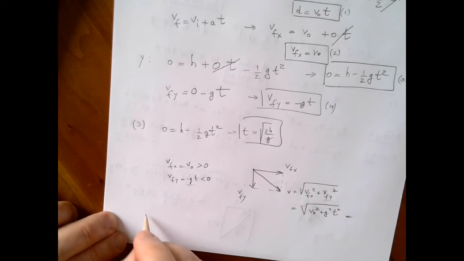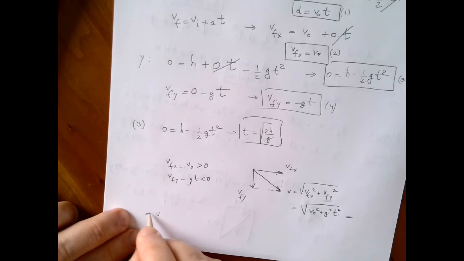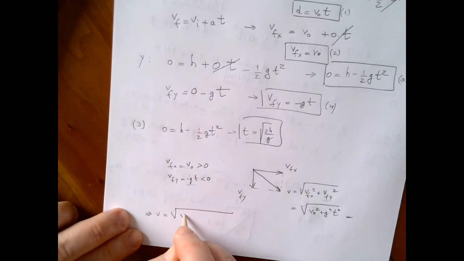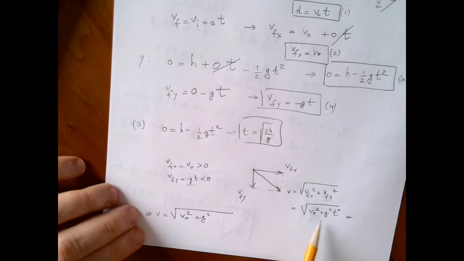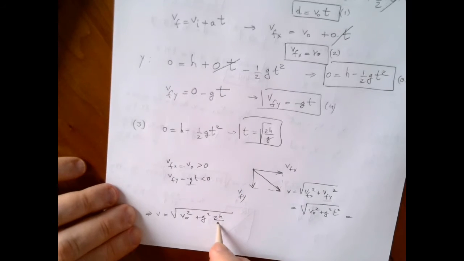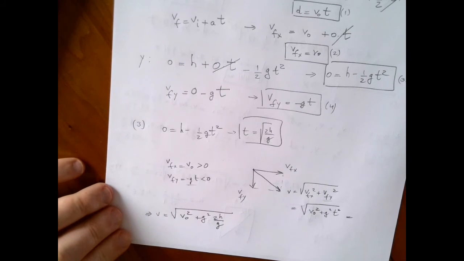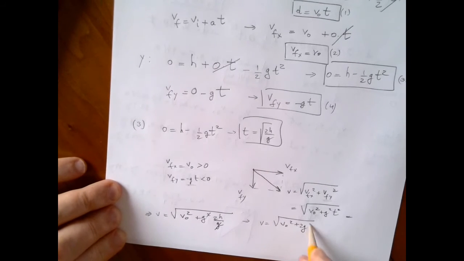But of course we know t, so this will become square root of V0 squared plus g squared, and instead of t squared I'm writing 2h over g. t is square root of 2h over g, so t squared is simply 2h over g. So V will be square root of V0 squared plus 2gh.